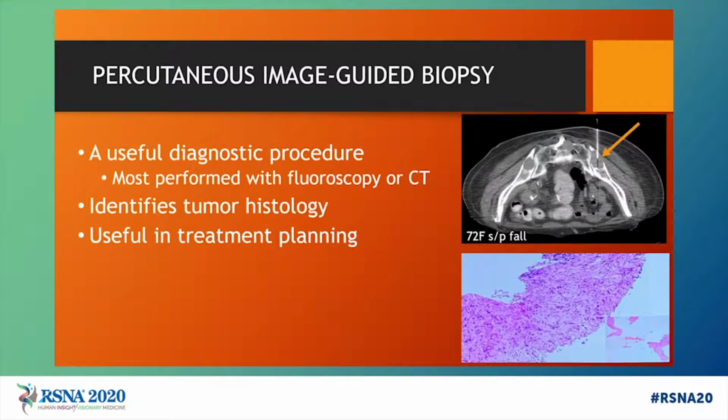Image-guided biopsy is a diagnostic tool that can be utilized with fluoroscopic or CT guidance and helps to identify tumor histology, which is in itself useful in treatment planning. For example, in our patient with the thoracic and renal lesion, a biopsy of the iliac bone shows that this lesion is metastatic renal cell cancer.